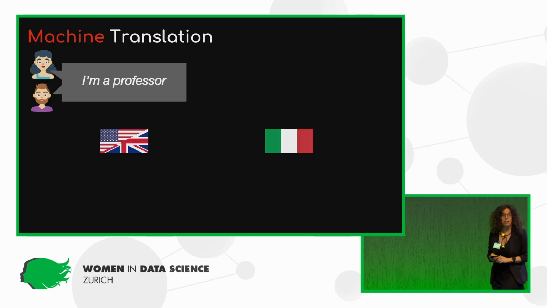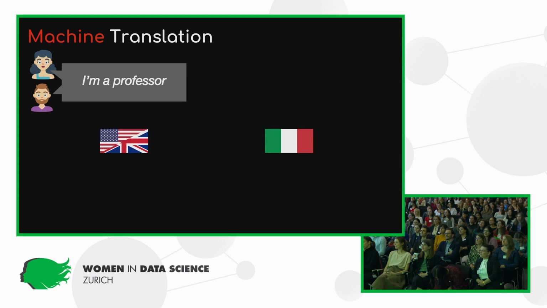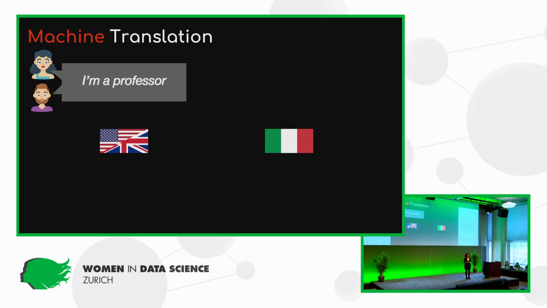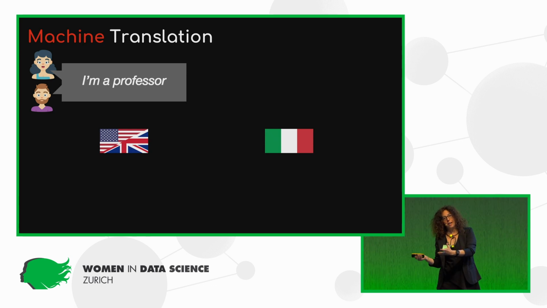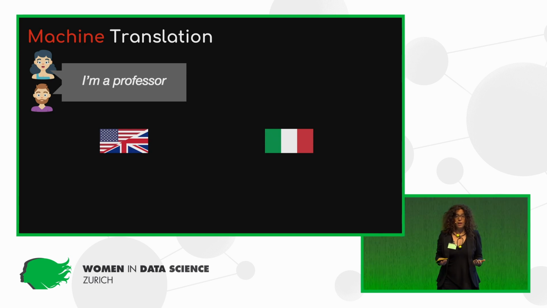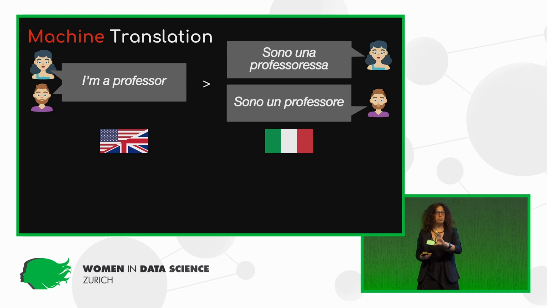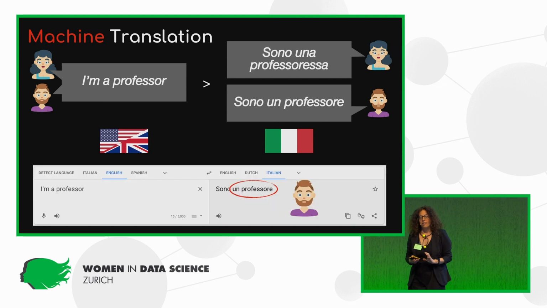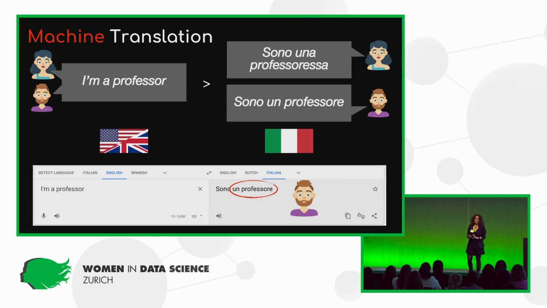So let's look at this. In English, you don't have a gender distinction. So if you say I'm a professor, that could be me, that could be a man saying that. If you translate that into Italian, Italian is a gender language, so you'll have to make a choice. You will have to say, female, I'm a professor, or male, I'm a professor. So if you press the translate button on Google Translate, something will have to come up. And I guess you can all guess what comes up, right? So these are the two options. Okay, so this is what comes up, and it's male.